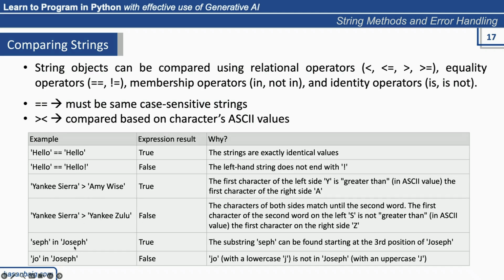Similarly, SEPH in Joseph is a substring, so it is present in this string, so it will return true. Here, Joe in Joseph, lowercase j is not present in this string, so that is why it will return false. So this is how strings are compared based on their ASCII values.